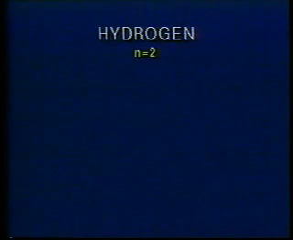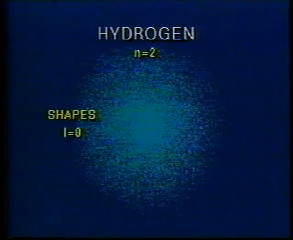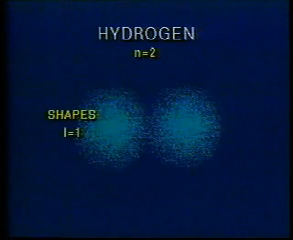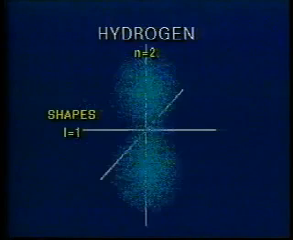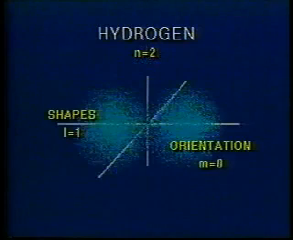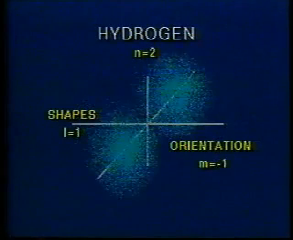When n equals 2, two shapes are possible. L equals 0 and L equals 1. This second shape can have several orientations in space, m equals 1, m equals 0, and m equals -1.